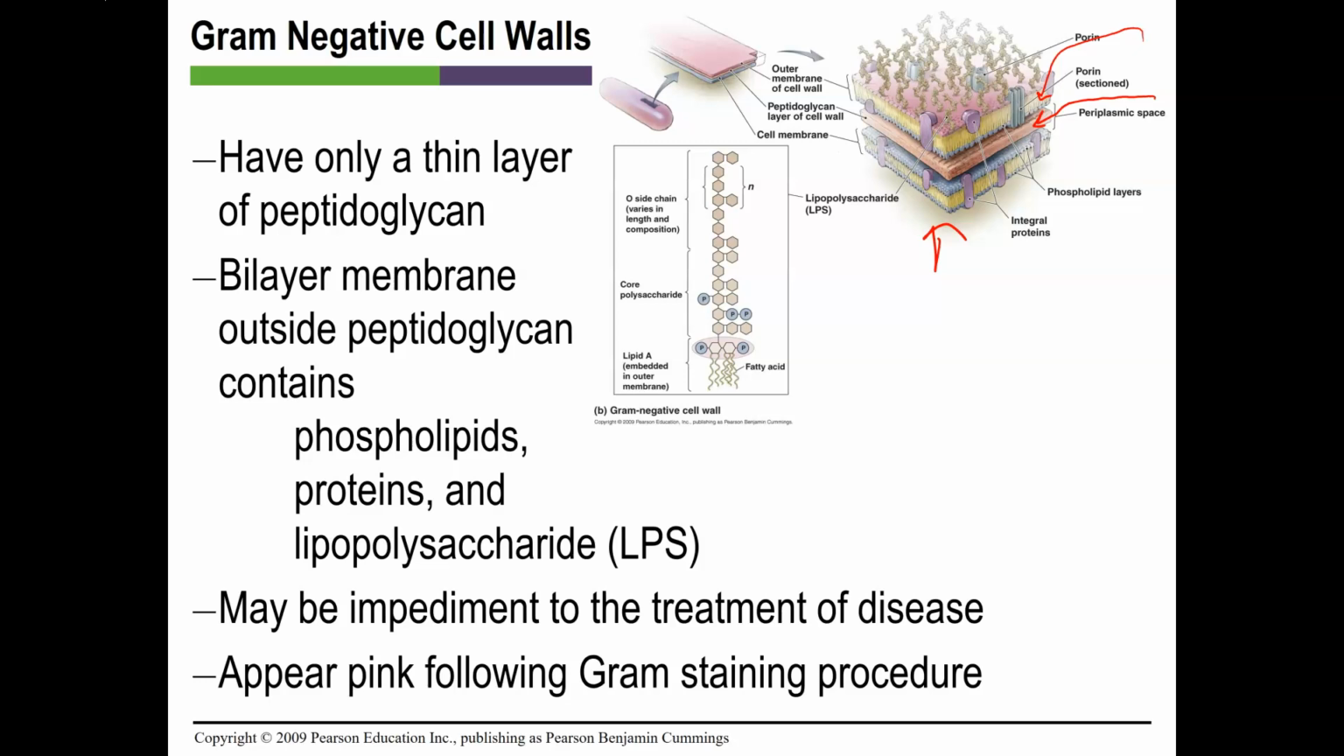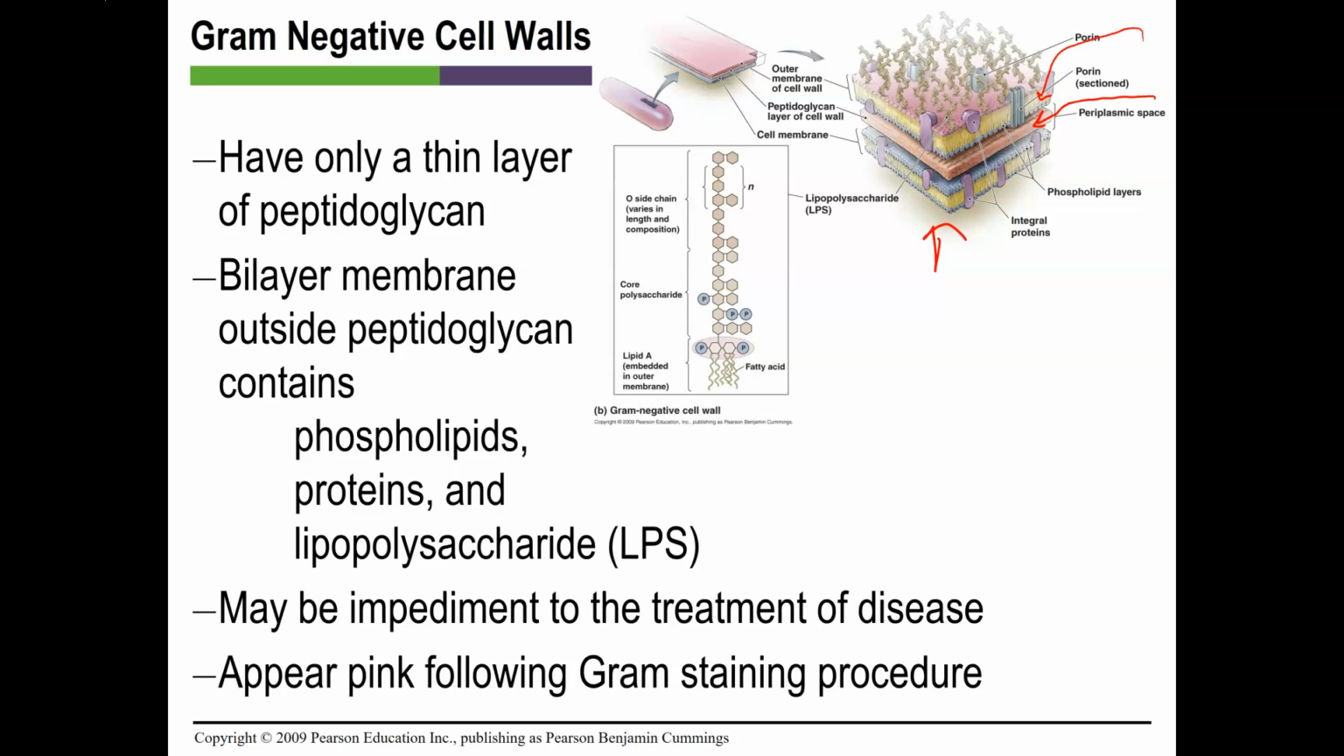The LPS molecule is extremely toxic and a potent activator of our immune system. Therefore, it also goes by the designation endotoxin. It's something that really gets our immune system ramped up. LPS is a component of the outer membrane of gram-negatives.